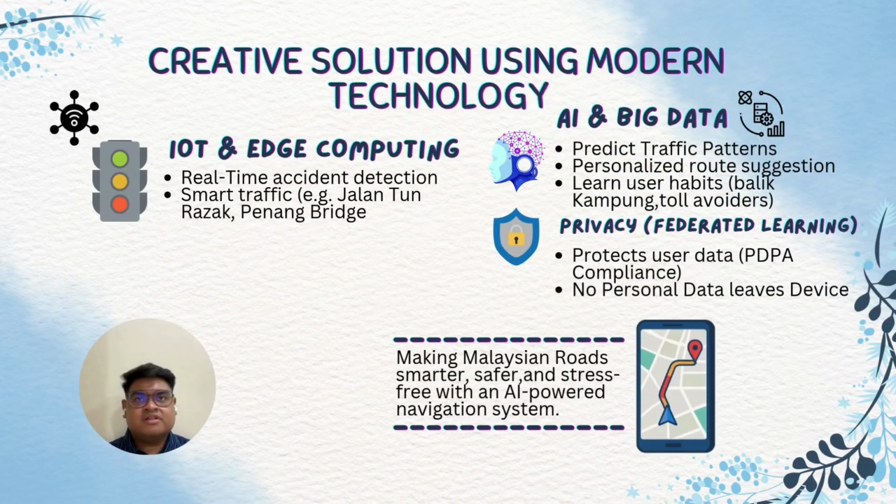Traffic jams always happen quickly in KL, Penang, and Johor Bahru. During festive seasons like Hari Raya, it gets worse. People spend hours stuck in traffic and feel frustrated. We already have apps like Google Maps and Waze. They help, but honestly, they can still be improved.